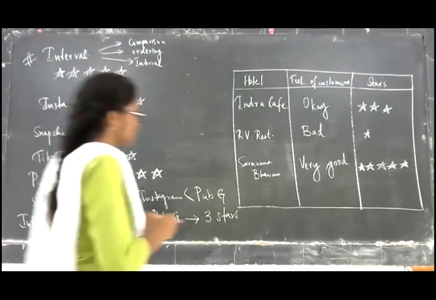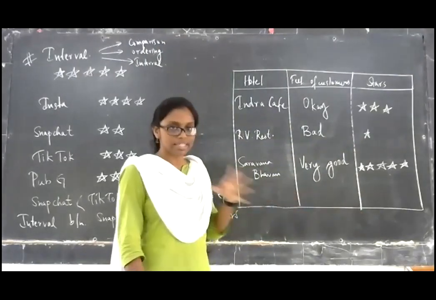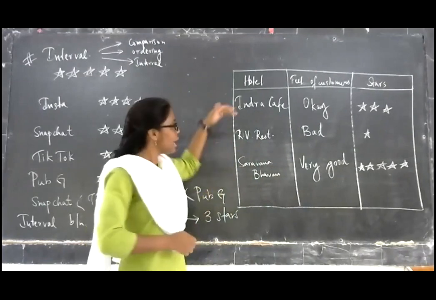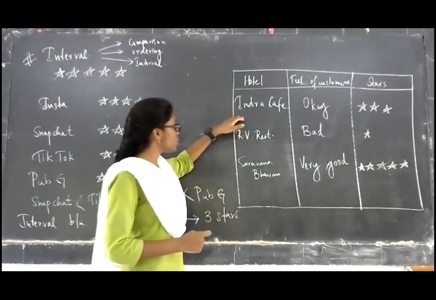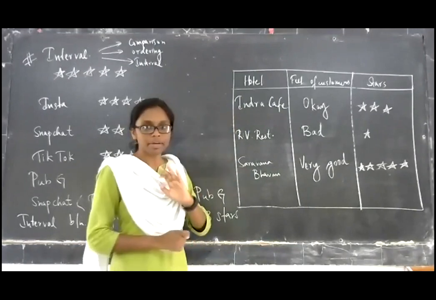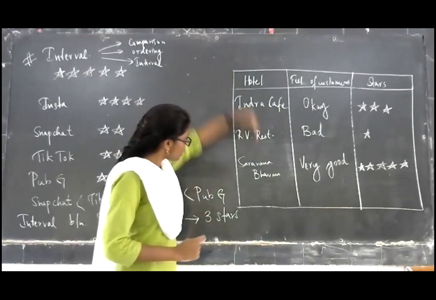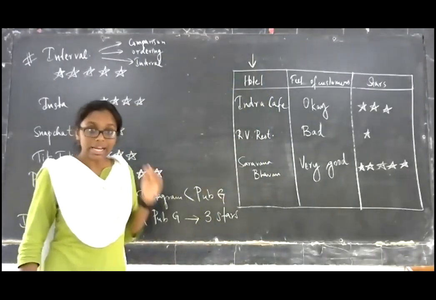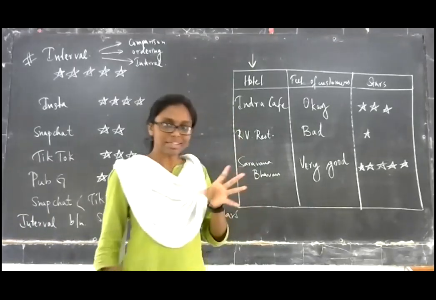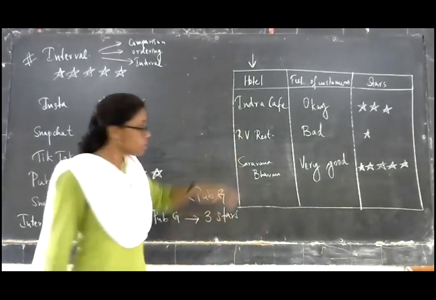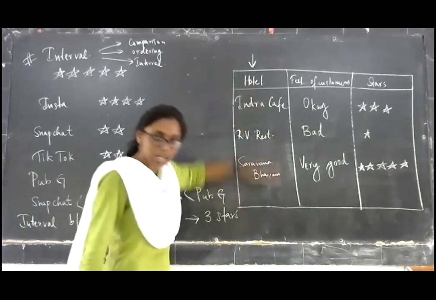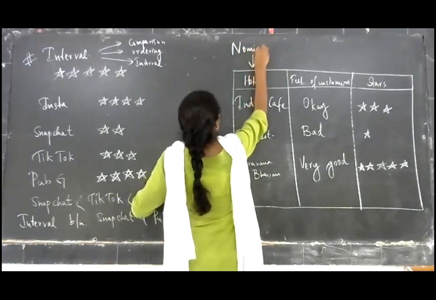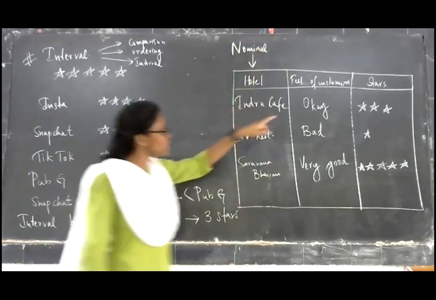So we have a data set, a collection of data, and this is for some hotels. I just came up with 3 hotel names: Indra Cafe, RV Restaurant, Sarana Bhavan. If you look at this particular column alone, they are names. You can't compare the names, you can't put them in any order. So this column data is nominal.